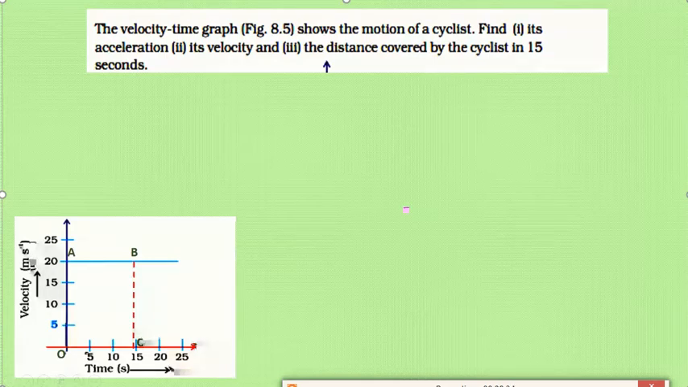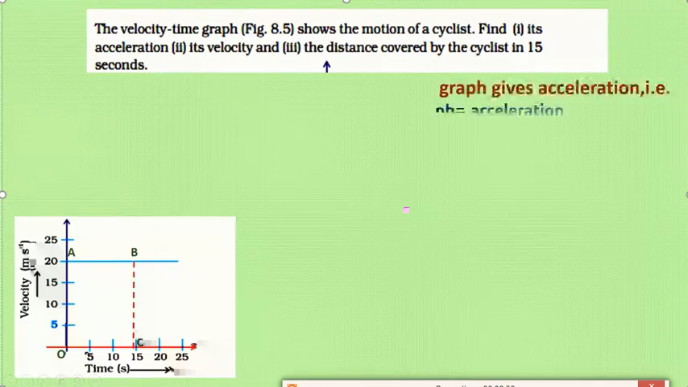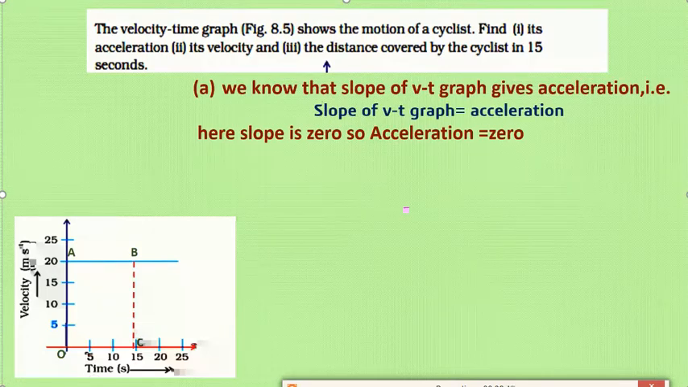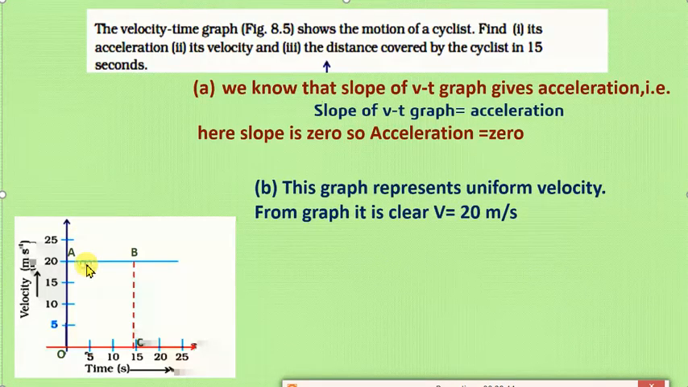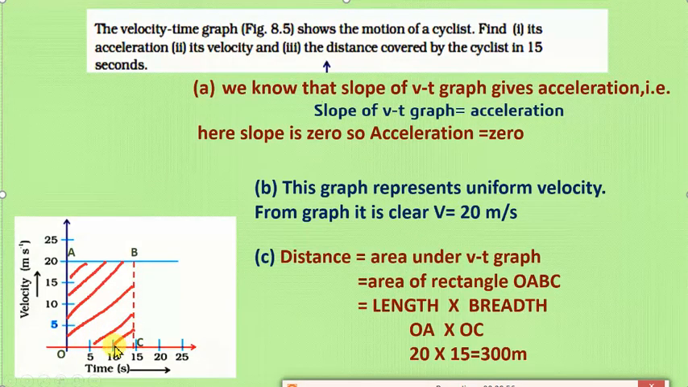And distance covered. How can we find the distance covered from the velocity time graph? We'll calculate the area under the velocity time graph. How to calculate the area now? The area is ABCO, this area. How can we calculate this area? By calculating the area of a rectangle. Here it is length into breadth. So length is 20 and breadth OC, along the time axis, is 15. So the answer is 300 meter.